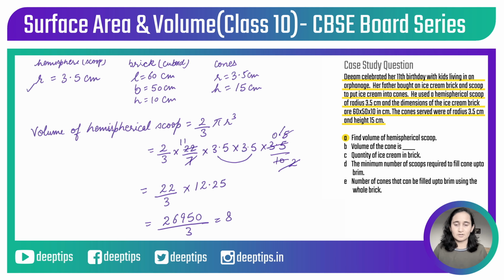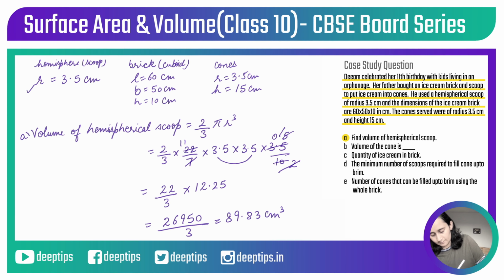Did you get 26,950 by 3? Solve it further. So we get 89.83 centimeter cube. So this is the volume of the hemispherical scoop. So our first part is done.